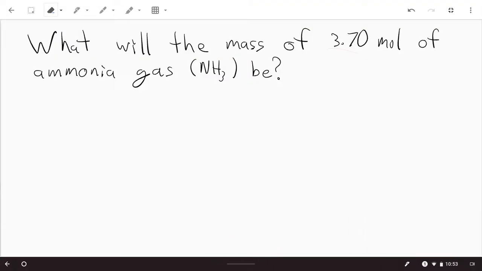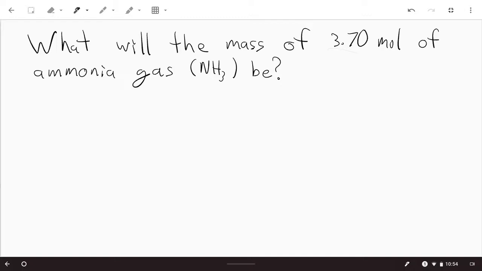In this sample problem, we are asked, what will the mass of 3 and 7/10 of a mole of ammonia gas be? And ammonia is NH3. I'm going to show you how to solve this question in two different ways. First using the formula, and then using unit canceling.